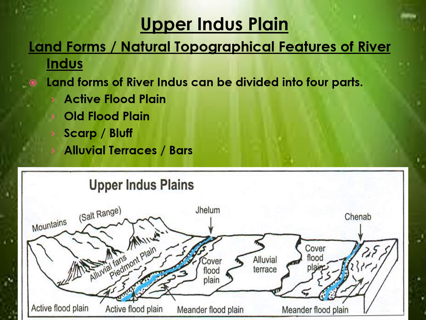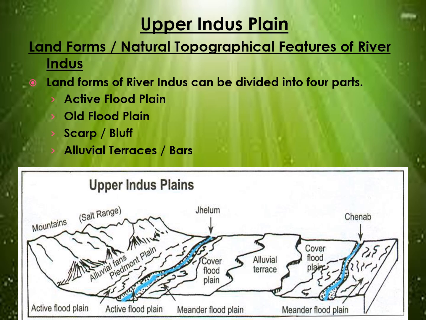The average width of the Indus is about 1.4 kilometers till Kalabagh, and after that 1.6 kilometers near Sukkur. Both erosion and deposition take place, and there are meanders, oxbow lakes, braided channels, and levees present in the Doab areas. There are many doabs and bars in that area, and the main landforms are the active floodplains, old floodplains, scarps, alluvial terraces and bars. Now we'll see one by one what these are.